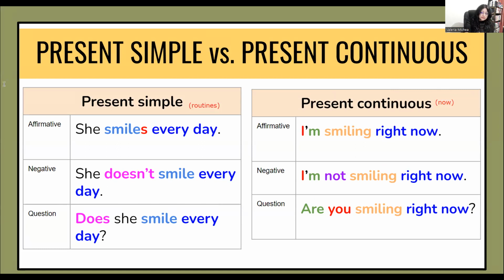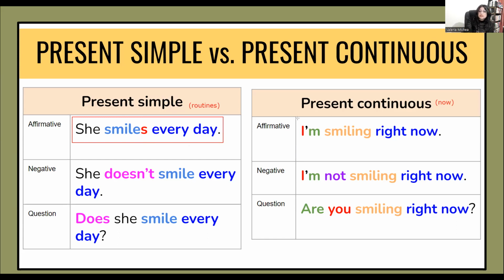So what would be the difference? The main difference is that when you use the present continuous, of course, you talk about something that remains true for a period of time. For example, she smiles every day. It's true every day. This happens every day. So I have to say it in the present simple, because it's something that happens all the time, every day.